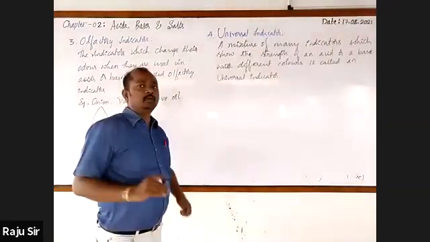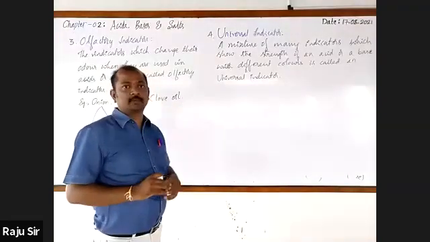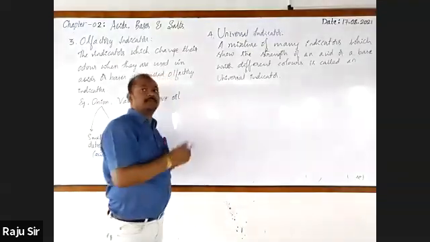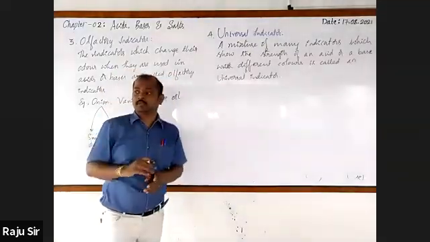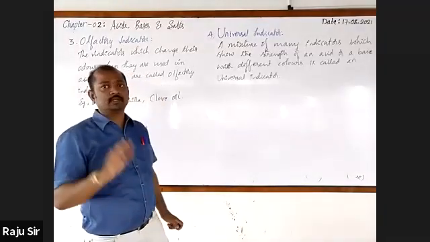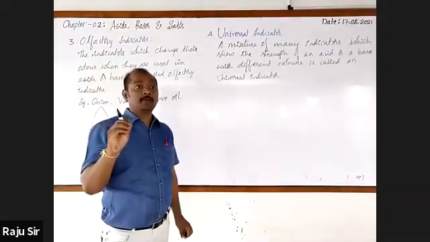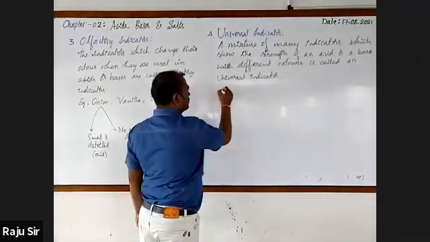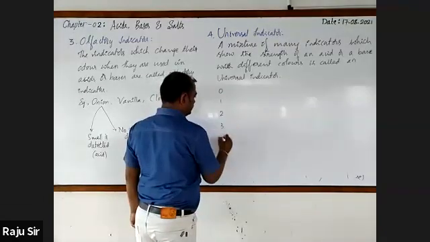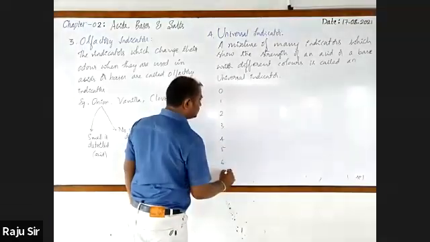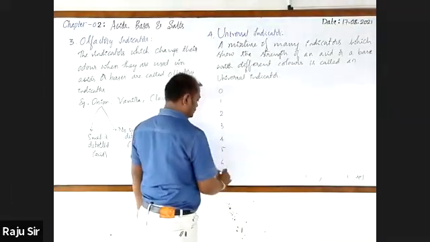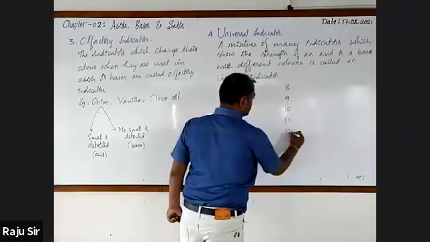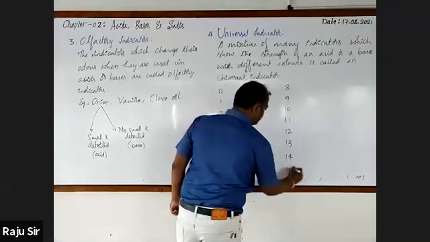Listen, a universal indicator gives different colors, and even the numbers are indicated. The numbers will be from 0 to 14. Now I am just giving you the important colors. Write 0 to 14: 0 1 2 3 4 5 6 7 8 9 10 11 12 13 14.